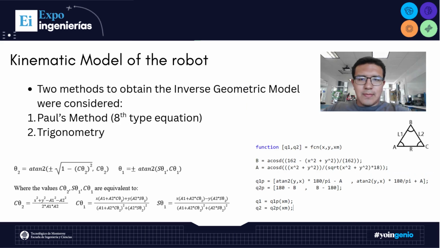Well, now for the kinematic model of the robot, we first obtain the homogeneous transformation matrices in order to obtain the position and orientation of the end effector. Once we obtain that, we solve the IGM using the Pieper method. We noticed that our equations for the position of the end effector were of a type 8, and we also solved it using plain trigonometry.